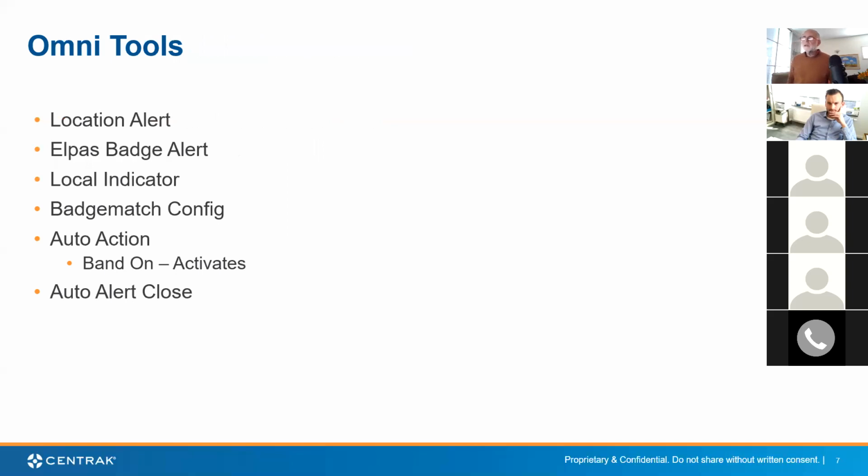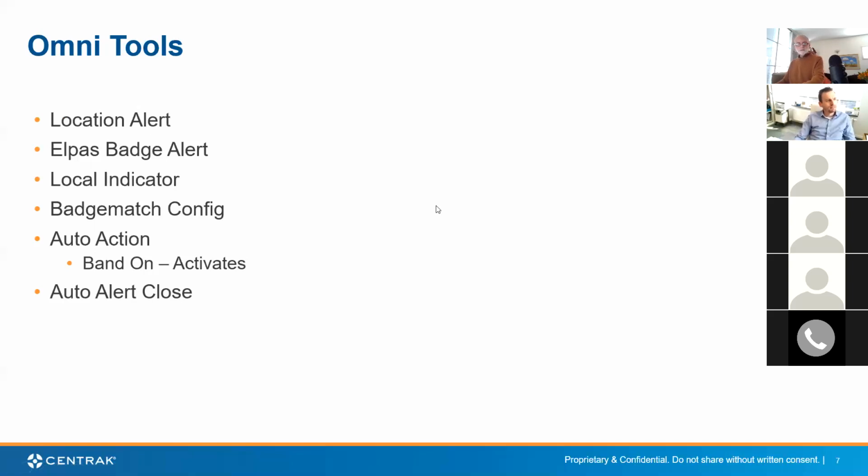So let's look quickly through some of the tools in Omni that we can use for the baby match scenarios. So of course, you've got the location alert. You've got the Elpas badge alert. Why would we want to use the location alert? The answer is obvious. The baby enters the location, and someone tries to take the baby out of the nursery. You want to alert if the baby is not with the mom. But the Elpas badge alert, we have a few alerts in Omni, and let me take you to that now.